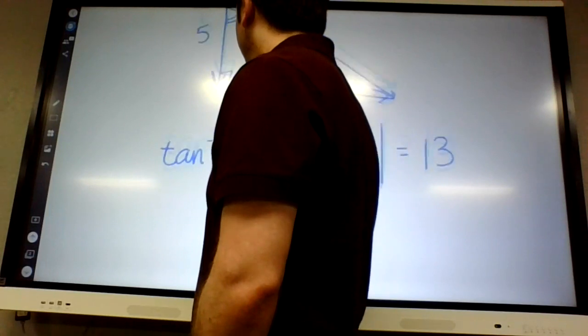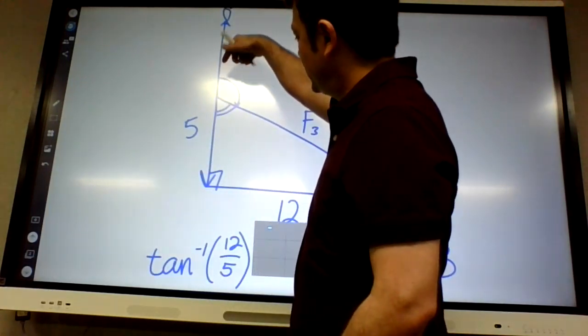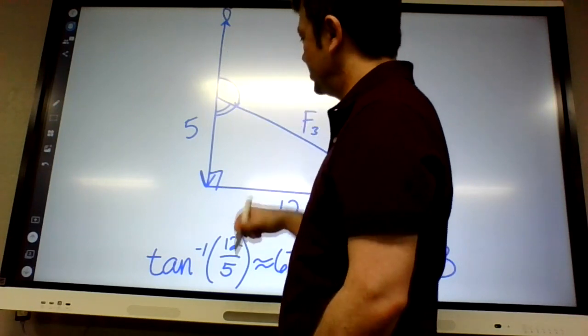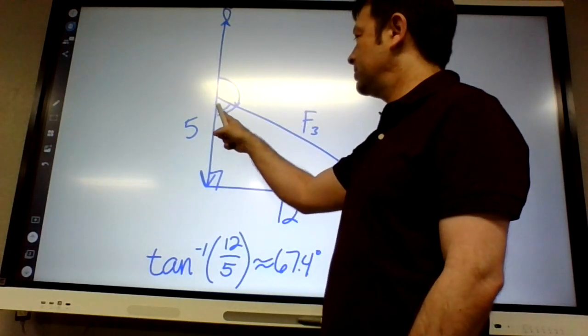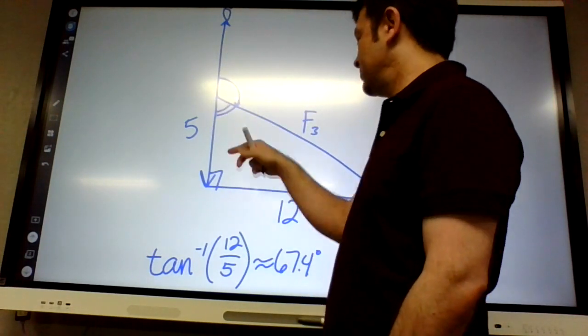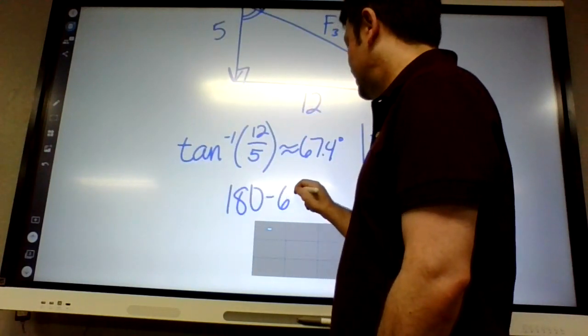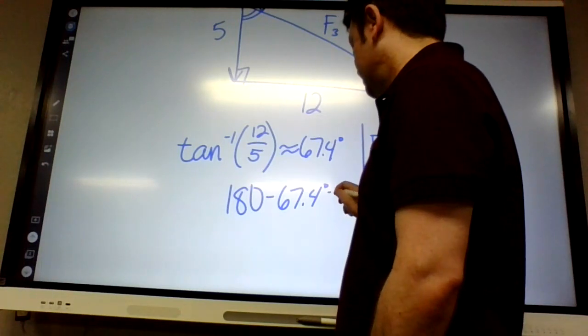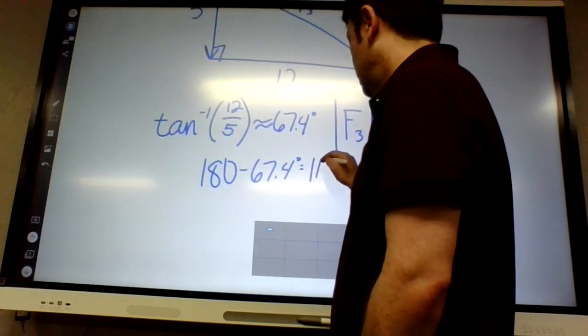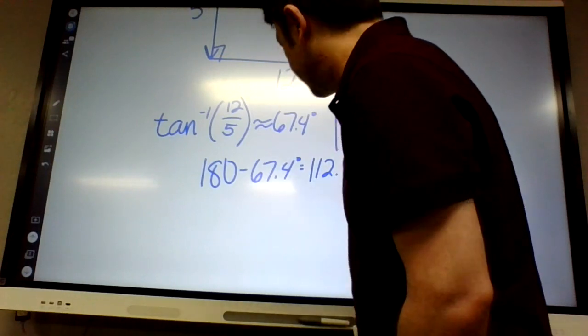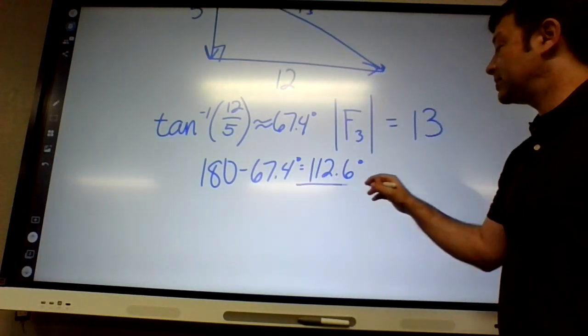And that's not the answer, but the answer is what this angle is right here. How many degrees from north are we? So 180 minus this angle would give us that angle. So it's 180 minus 67.4. So that's the direction.